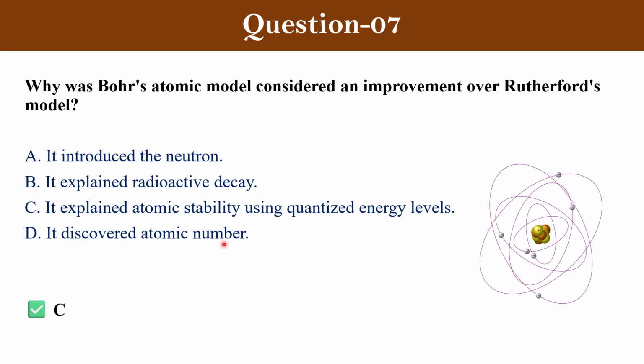The correct answer is option C, because Bohr proposed the electrons occupy only certain allowed energy levels. Electrons do not radiate energy while remaining in this stationary state. So radiation is emitted or absorbed only when electrons move between the energy levels, the ground state and excited state, or the valence band to conduction band.